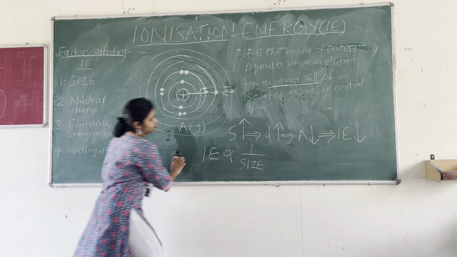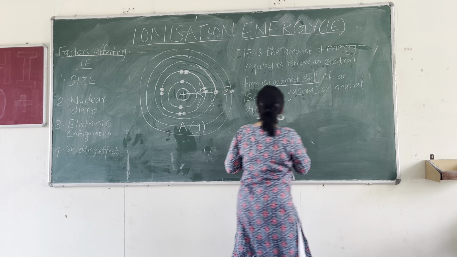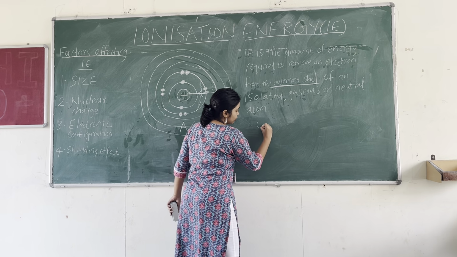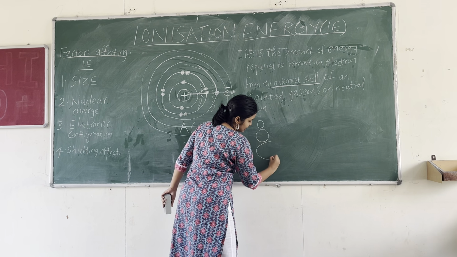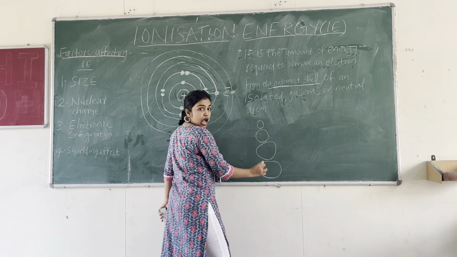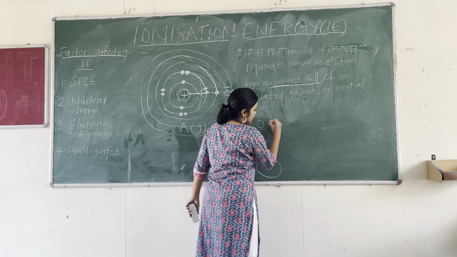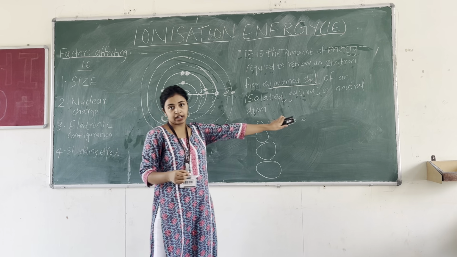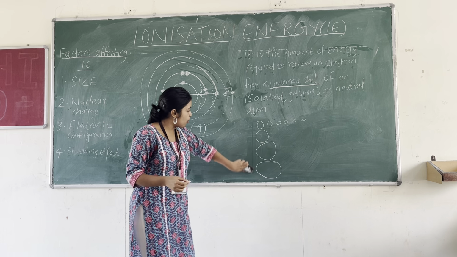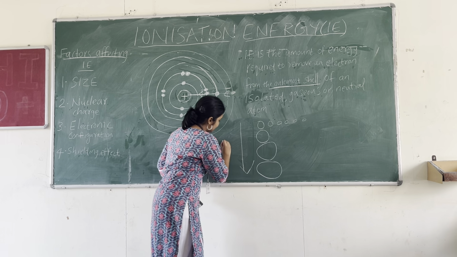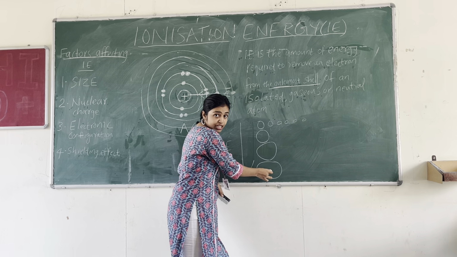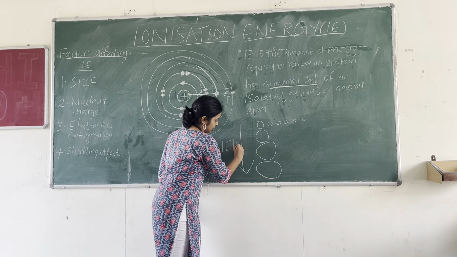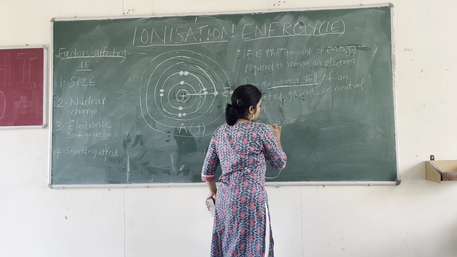So we know that in the periodic table, as we move down the group, the size is increasing, right? As we move along the period, the size is decreasing, right? This is how the periodic table is arranged, right? So as we move down the group, what will happen? Size increases, attraction decreases, ionization energy will decrease. So ionization energy decreases.